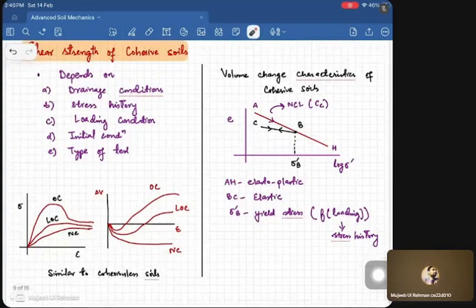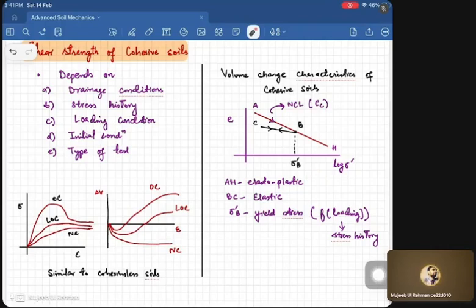So this is an e versus log sigma curve for the cohesive soils, which one can achieve either by consolidation or by the triaxial test also. So AH is actually the normal consolidation line, the slope of which is given by Cc, correct? And if the soil is following the NCL, it means that this state of stress the soil is achieving for the first time, and the behavior it will show is elastoplastic, correct?